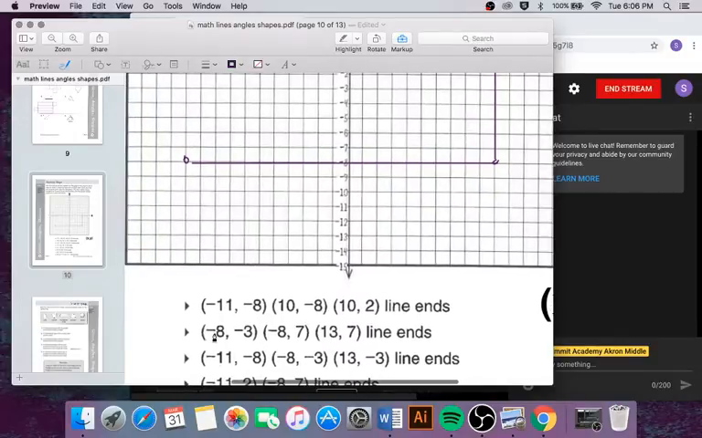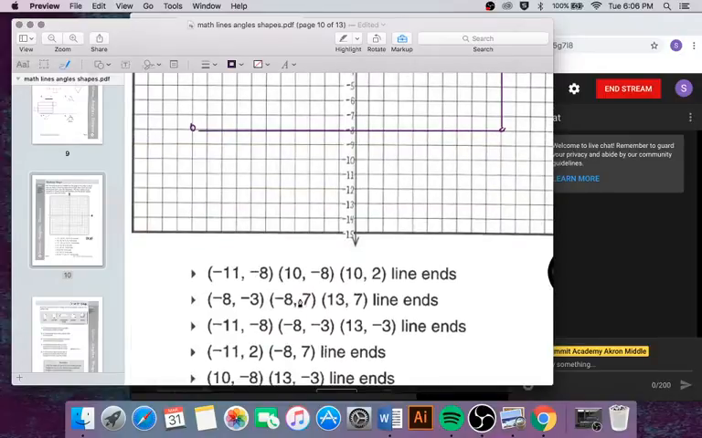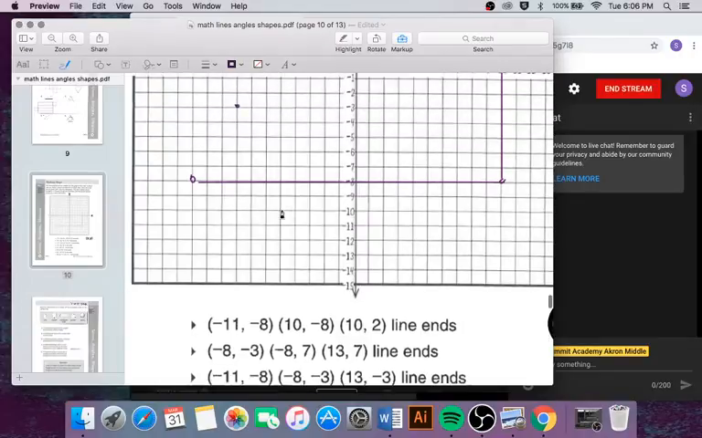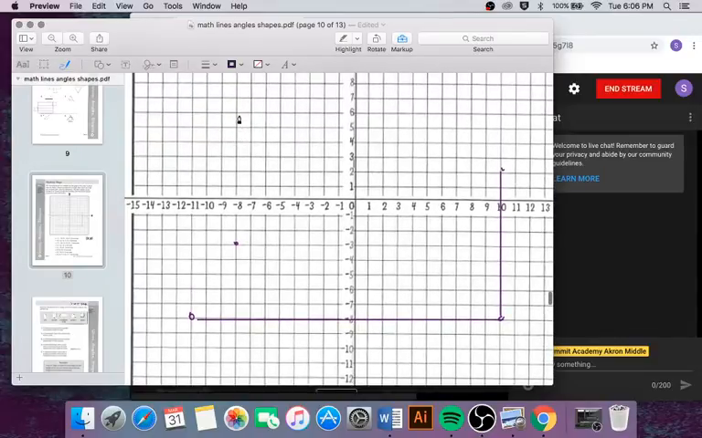Our next number, -8, -3. So we're going to go over -8, down to -3, and we're going to plot another point. Our next one is -8 and 7. So we're again going to go over to -8. Now we're going to go up to 7. We're going to plot another point.